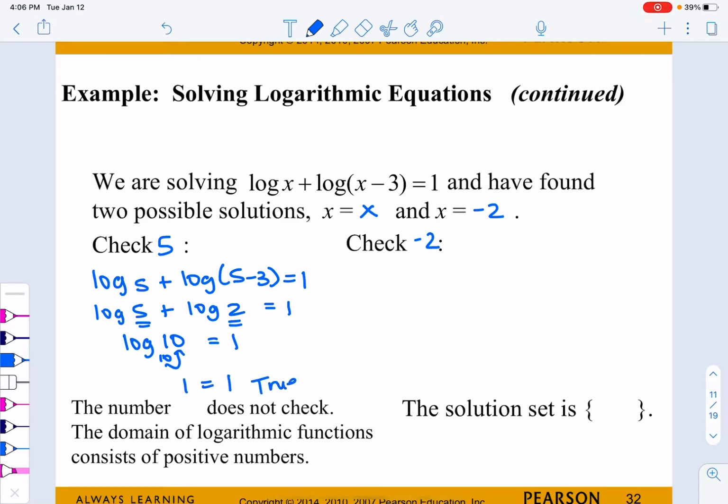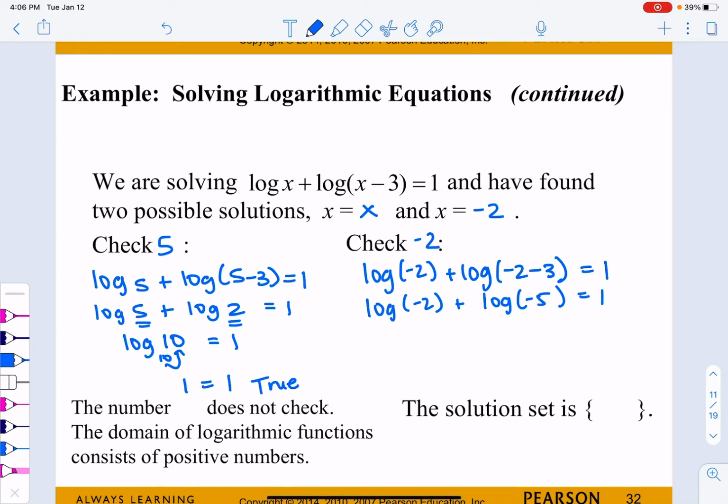That's true. Let's double check that negative 2. So if I take a log of negative 2 and I add log of negative 2 minus 3, is that equal to 1? So I have a log of negative 2 plus a log of, we have a negative 5. And then if I have an addition, that means I have a multiplication. However, right now I have a logarithm of a negative value in both of these cases. Can I take the log of a negative value? I cannot. So that is not going to be a solution because that m value had to be positive.